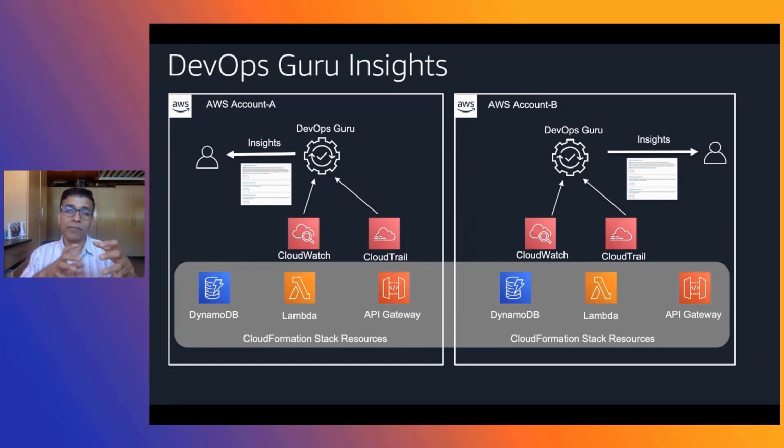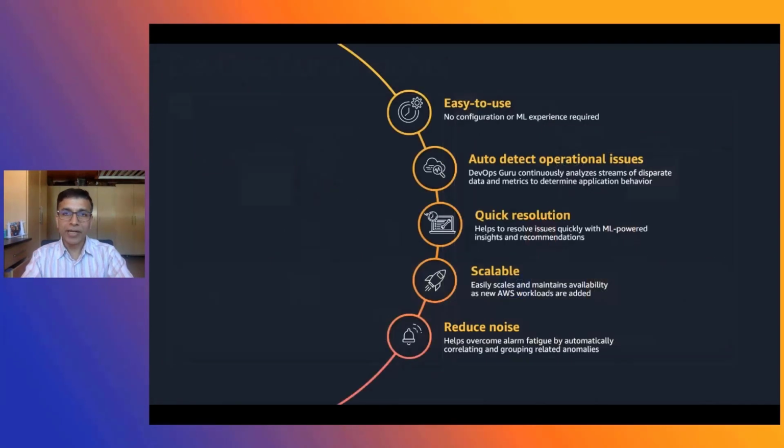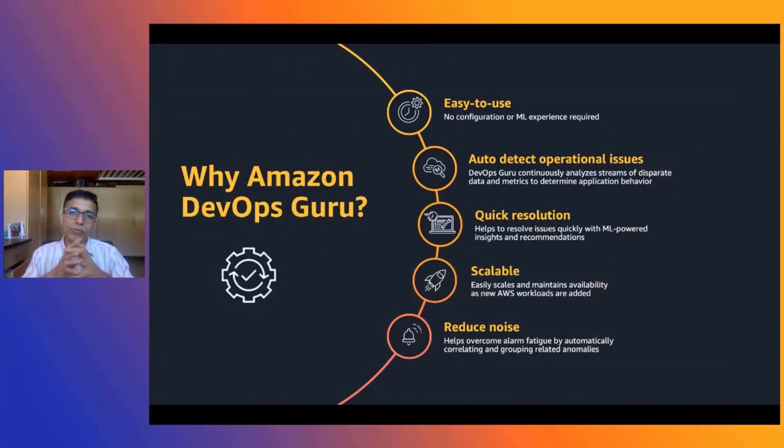This is how DevOps Guru is positioned to enable the operators to identify the culprit resource as soon as possible, so that they can take corrective actions to recover and reduce the MTTR. So this is a high-level overview of how DevOps Guru works behind the scenes.